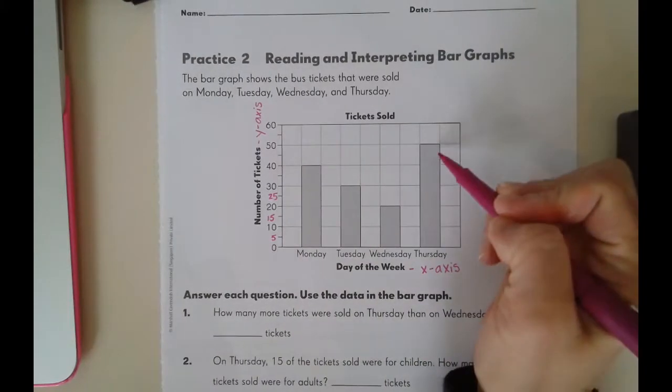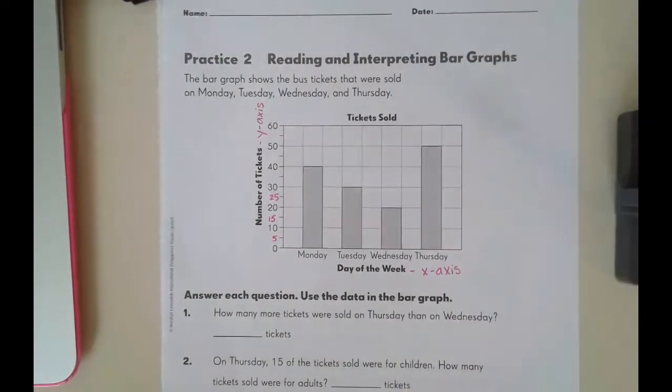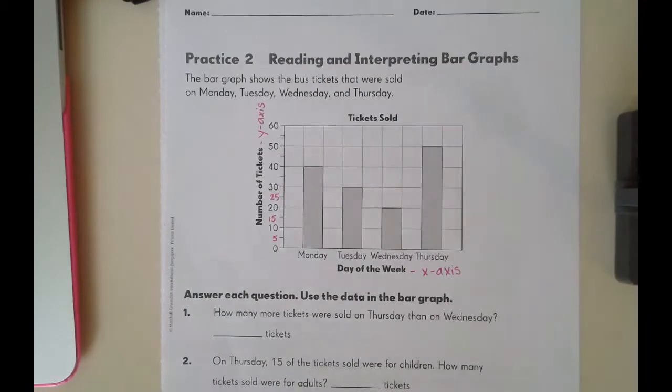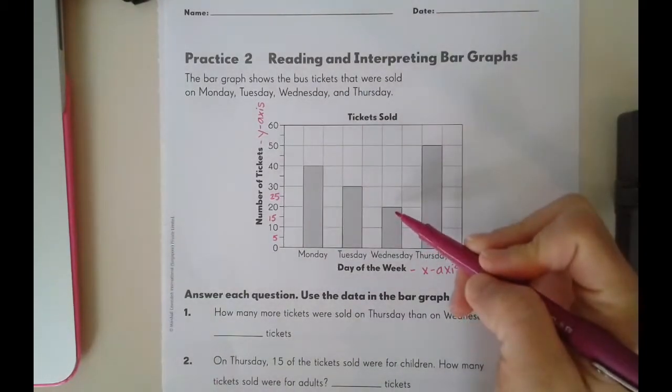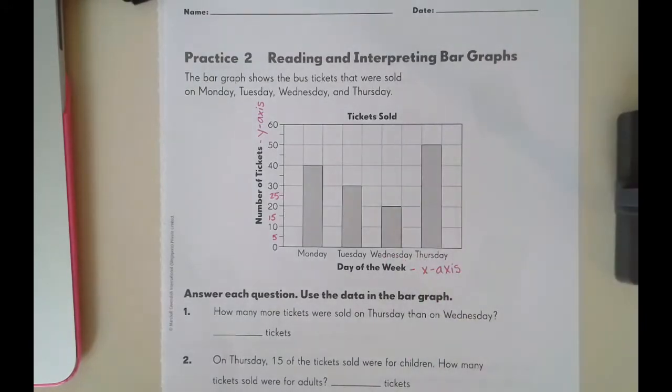I can quickly see that Thursday has the tallest bar. I can also easily see that Wednesday had the fewest number of tickets sold because it has the shortest bar. So that's just right away looking at a graph. It gives you a nice visual representation of important data.